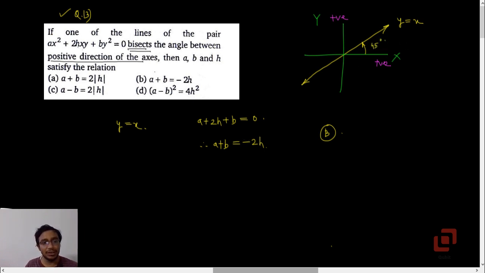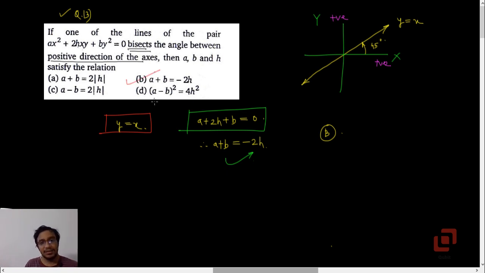So we need to substitute y equal to x in the joint equation, right? And then we will get a x squared plus 2hx squared plus bx squared equal to 0, and you need to then drop x squared. So you will get a plus 2h plus b equal to 0, or a plus b equal to minus 2h. That is option B.